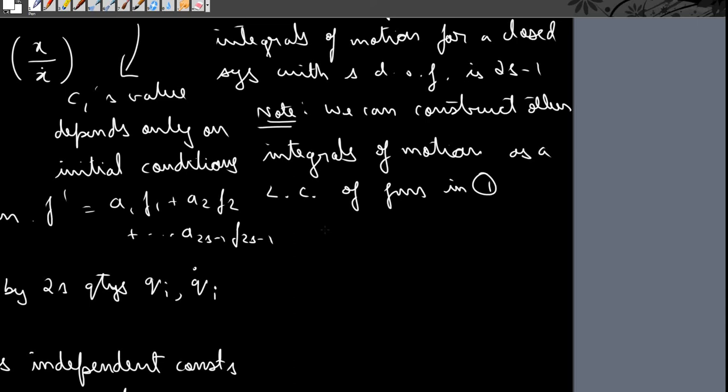Okay, this need not be a linear combination; it can be any combination. It can even be a square or a cube. As long as these functions remain constant, any functions of these constants will also be a constant. So instead of a linear combination, an integral of motion is any combination of functions in one. It's not restricted to linear combinations, any combination in fact.